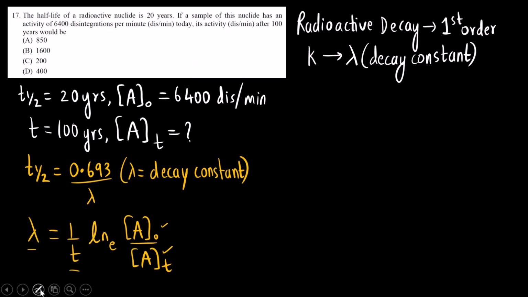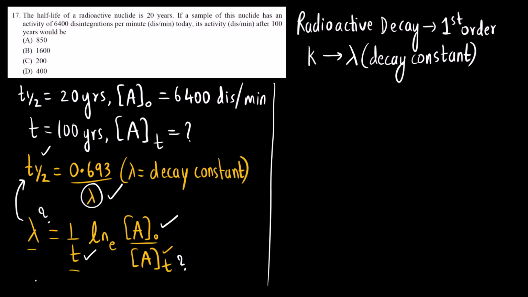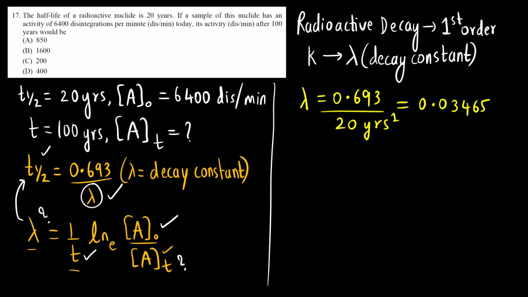Now, we have to calculate AT. For that we have A naught, yes. We have time, yes, 100 years. Lambda, no, we don't have lambda. So for lambda we will use the formula for half-life. Half-life is given, so we can calculate lambda. First we will calculate the value of the decay constant. The decay constant will be 0.693 divided by T half, which is 20 years. Solving this comes out to be 0.03465 per year. Now we have got lambda.